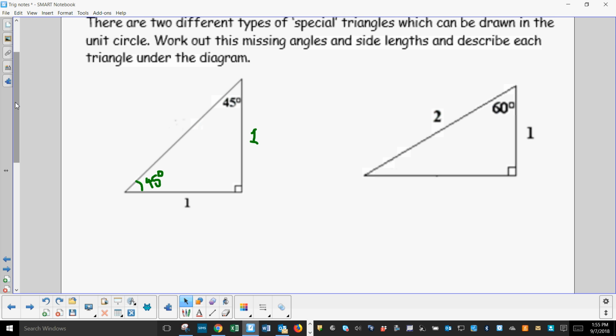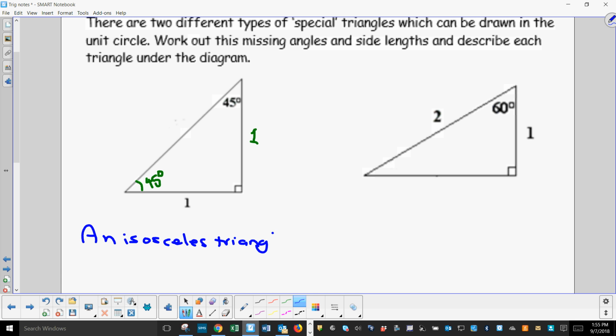Isosceles, yep. So let's write that under there because we have to describe the triangle. So it's an isosceles triangle. Wait, isn't isosceles two lengths of the same? Yes. 45 and 45. Yeah, you have to see it.